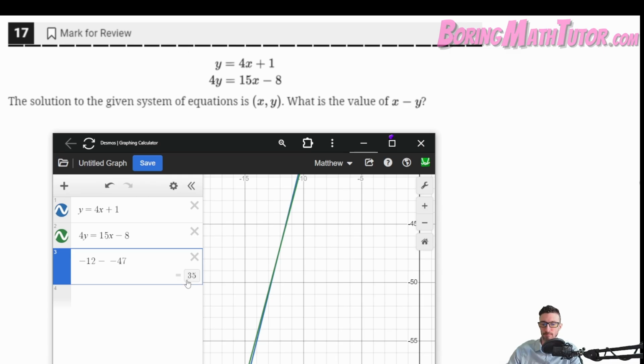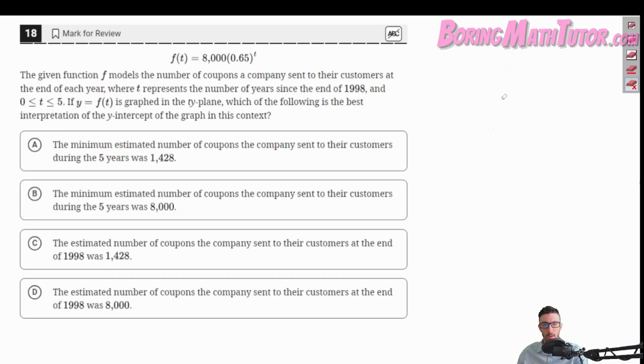We're done. Oh look, cool website. They're asking about which of the following is the best interpretation of the y-intercept of this. Well, you get a y-intercept whenever x is equal to 0. In this case, instead of having x, we have t. So if you let t equal 0, then 0.65 to 0 would be 1, and you would just get that 8,000. That must mean we're going to go after one of the answer choices that has 8,000 in it.